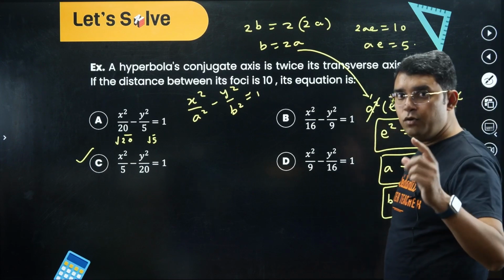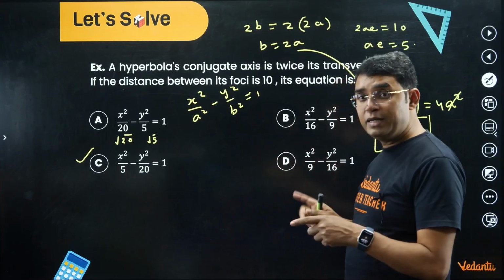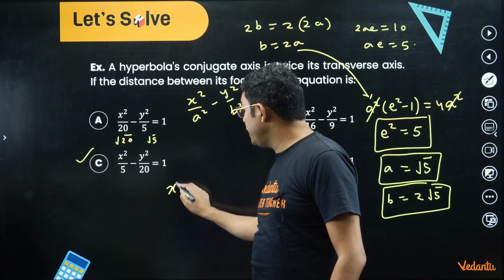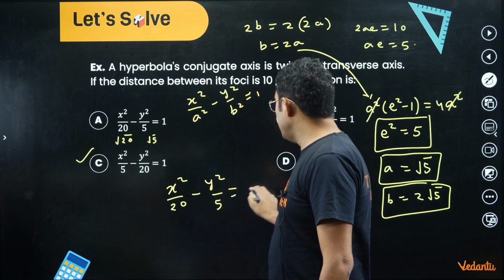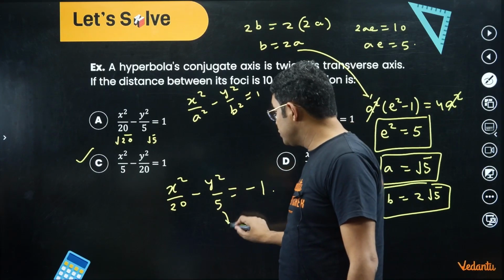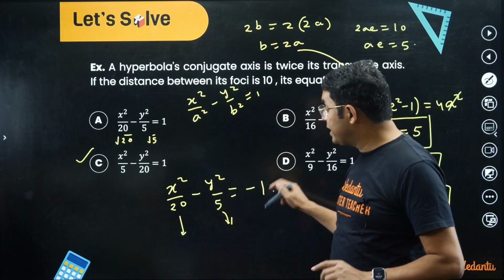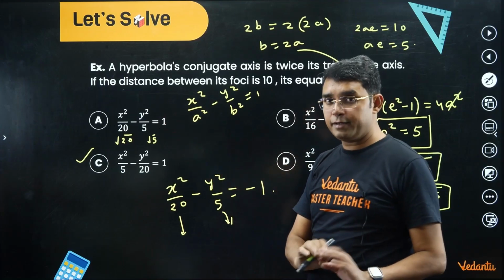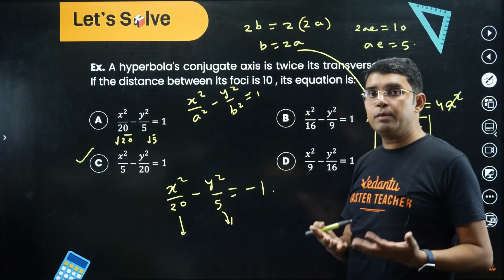Dear students, I would like to tell you one thing here. Although we took a standard hyperbola whose branches are opening right side and left side, one more answer could have been x square upon 20 minus y square upon 5 equal to minus 1, because when it is minus 1, this will correspond to the transverse axis and this will correspond to the conjugate axis. So this will become the correct answer. If instead of 1 it was minus 1, option A would have been correct. Please take care of this, because they have not mentioned which hyperbola they are asking.